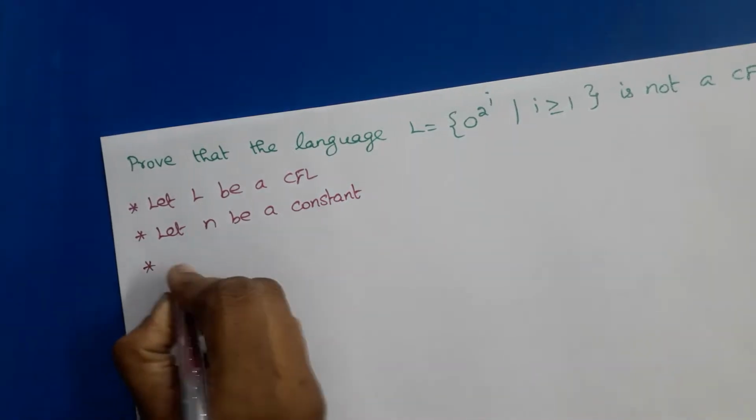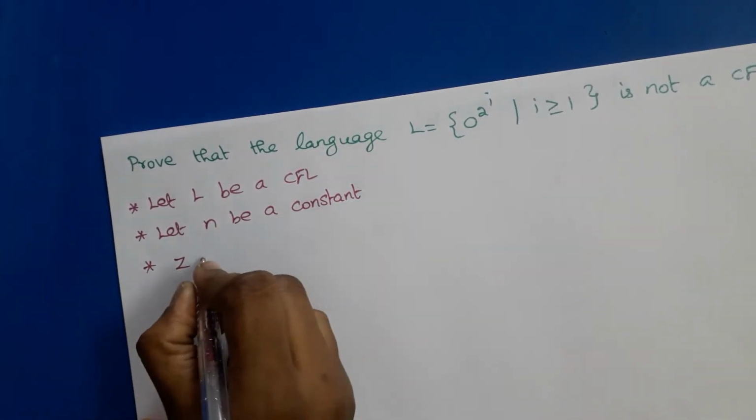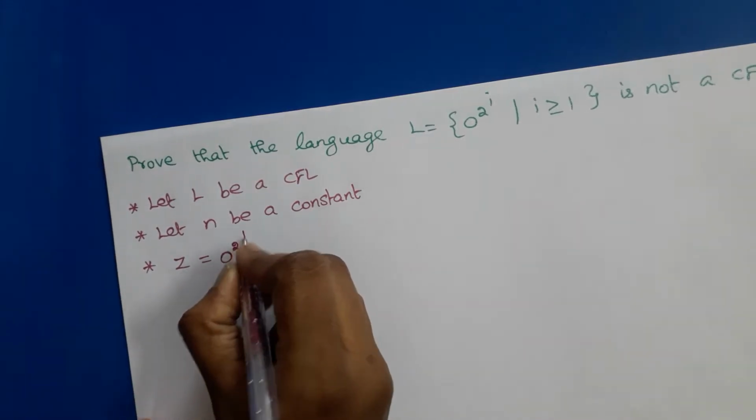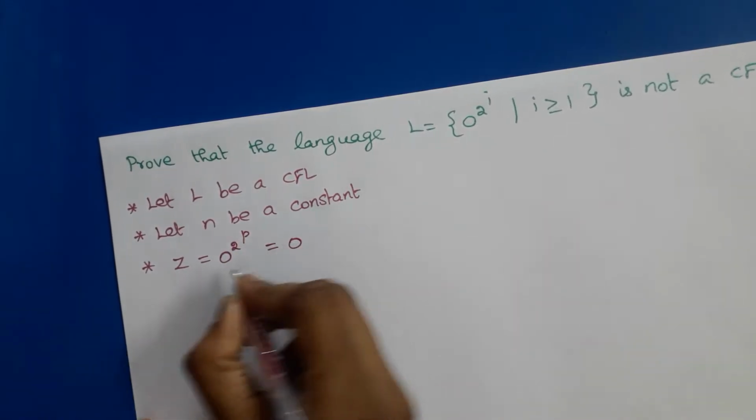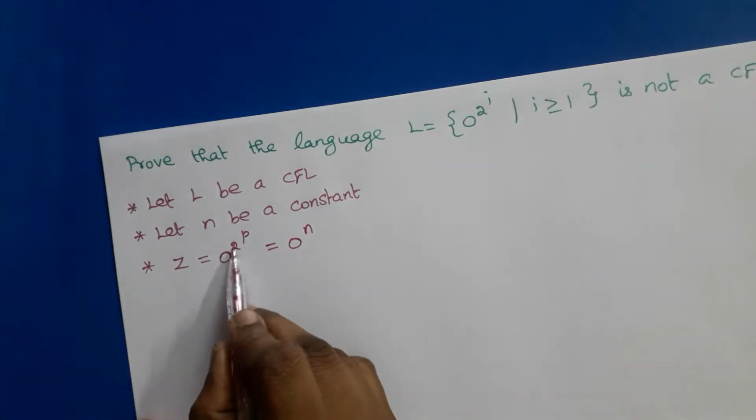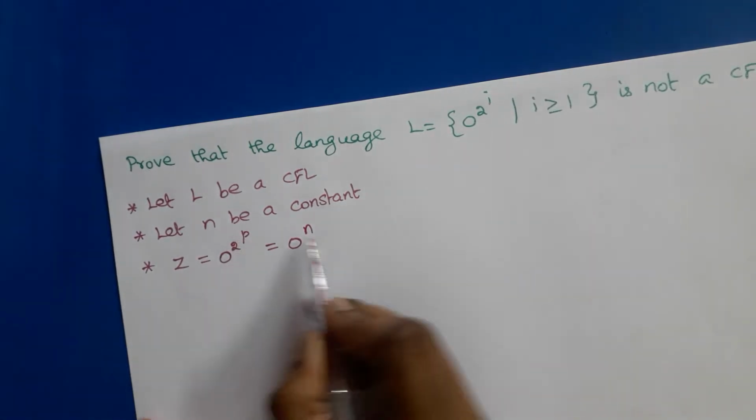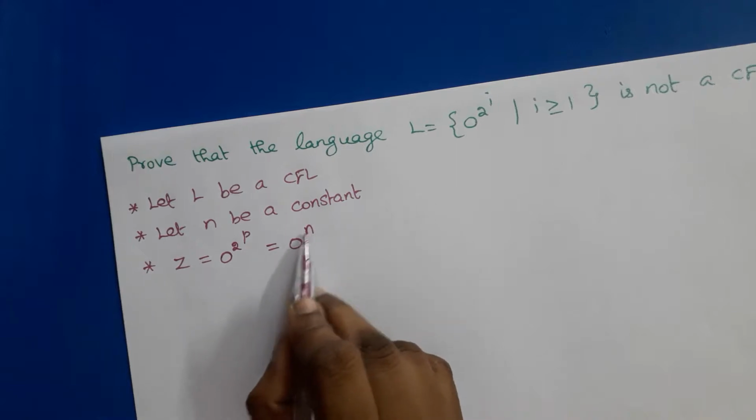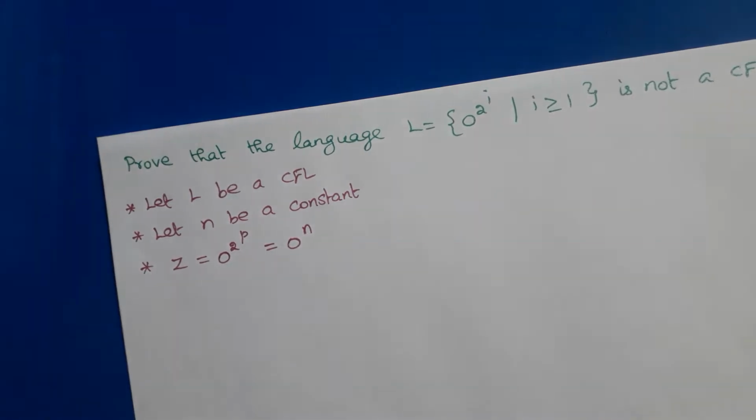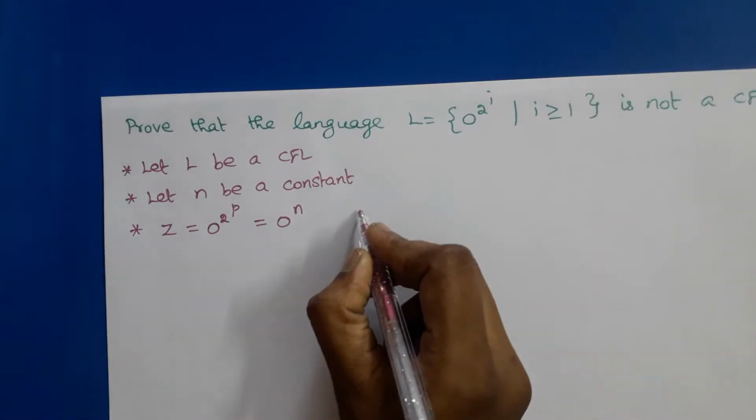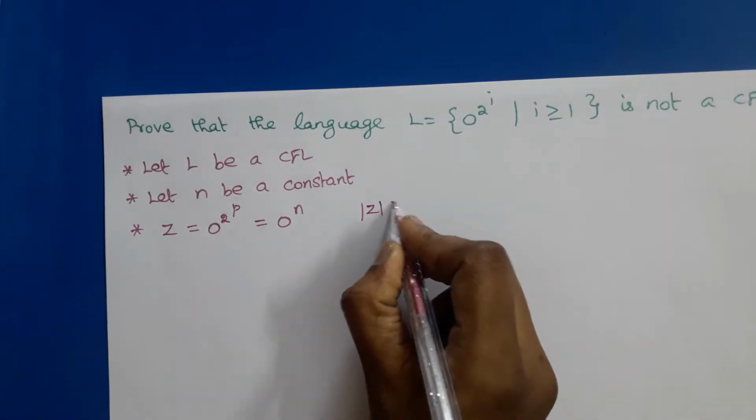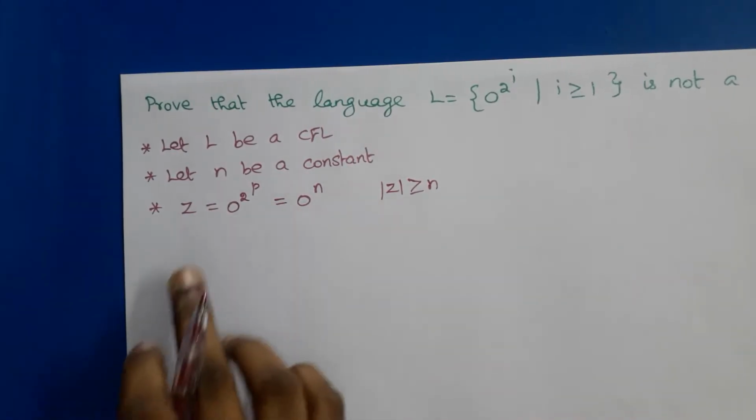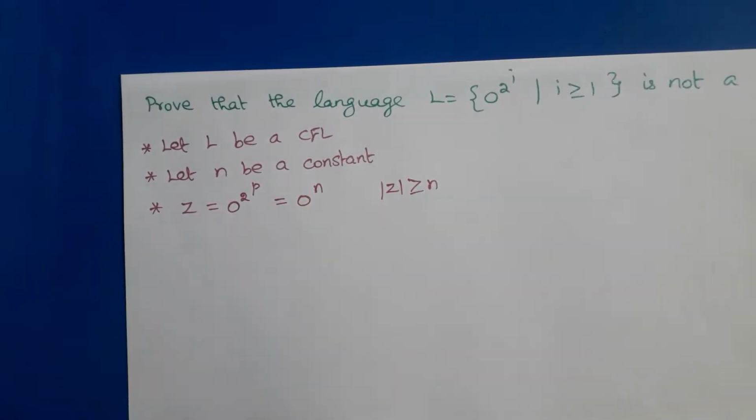Then we need to choose Z belongs to L. So Z is equal to 0 to the power 2 to the power P, which is 0 to the power N. Instead of 2 to the power P, we are going to consider N, and finally we will replace N by 2 to the power P. Here the length of Z is greater than or equal to N. So we have chosen Z like this, with 0 to the power N assigned to Z.